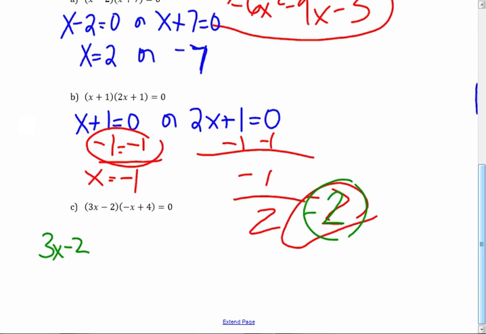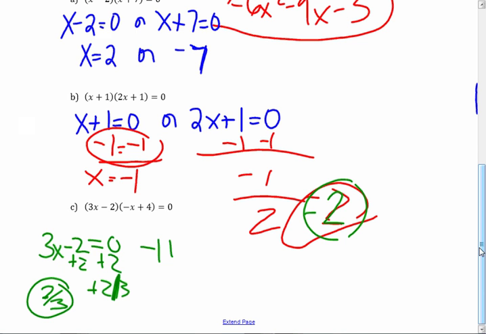Okay, 3x minus 2 is 0, or, that's right. Now, how do you know if you did them right? You can always substitute your answers back in. What about the other one? Okay, you guys, what'd you get for the other one?